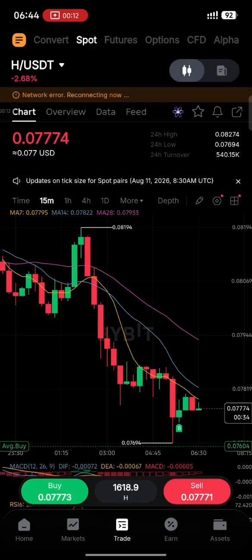If you have only 50 USD, then simply practice this strategy in order for you to do what? To double your fund.